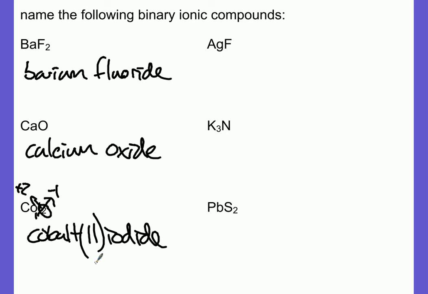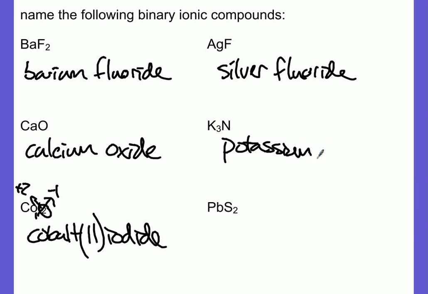Okay, so my next example over here at the top, as soon as I recognize it, I got a name. That would be silver fluoride. The next one, I don't know why I wrote a K down. I know exactly what that is. It would be potassium nitride. Sometimes my brain gets ahead of me and I'm not even thinking.